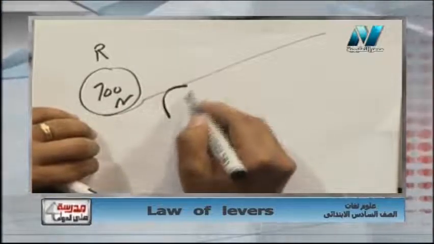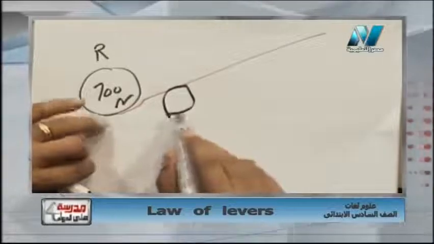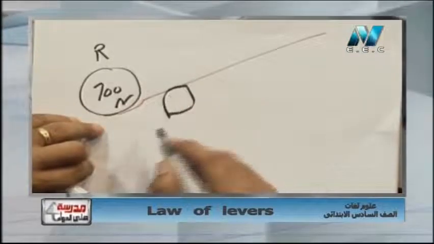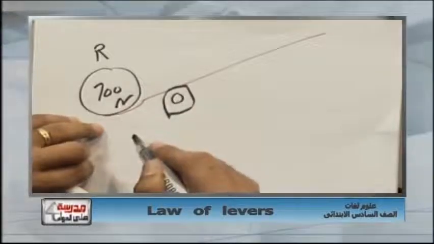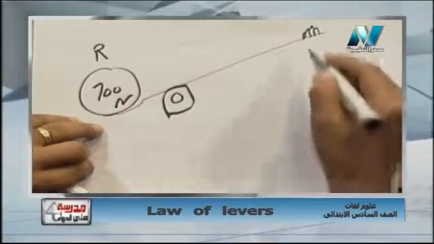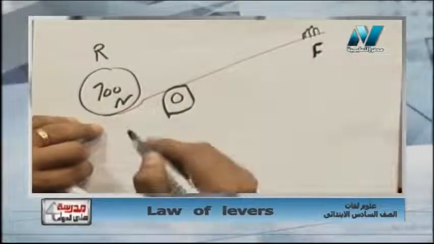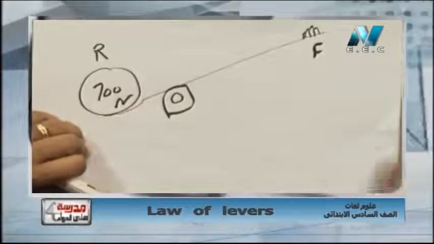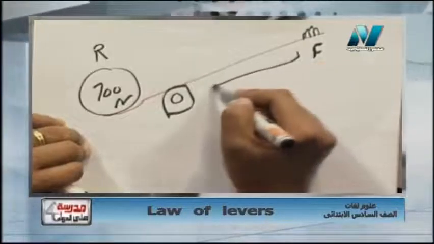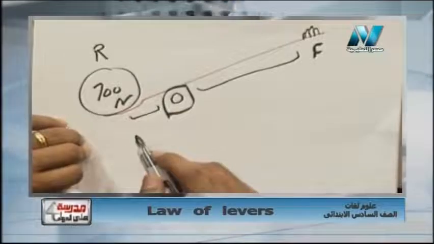First case is to put this rock behind the crowbar in this place. So it's the fulcrum. And this is the hand, and this is the effort force. Now, as you see, my dear student, the force arm is longer than the resistance arm.